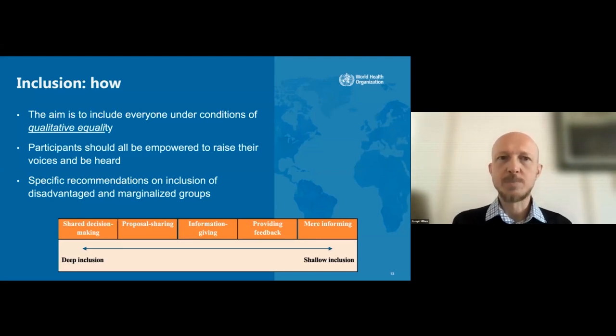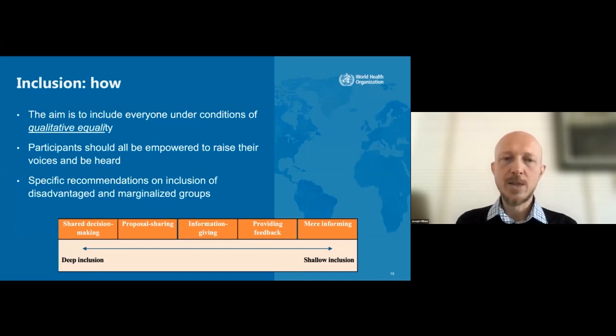And we have a series of specific recommendations on the inclusion of disadvantaged and marginalized groups, that is, how they can best be included in order to, as far as possible, reach this goal of including everyone under conditions of qualitative equality. I've included here one of the graphics, which shows a spectrum of inclusion moving from deep inclusion at shared decision-making through to participants giving information, through to participants being simply informed about priorities.